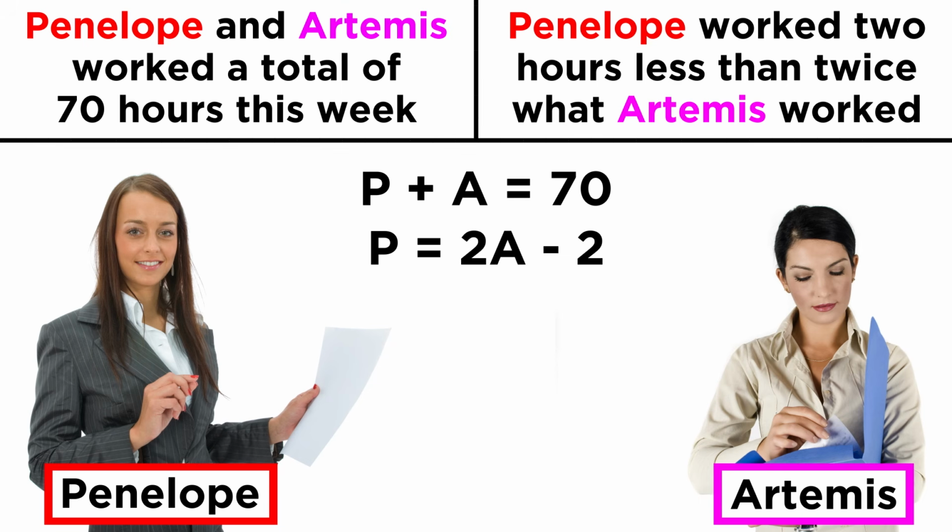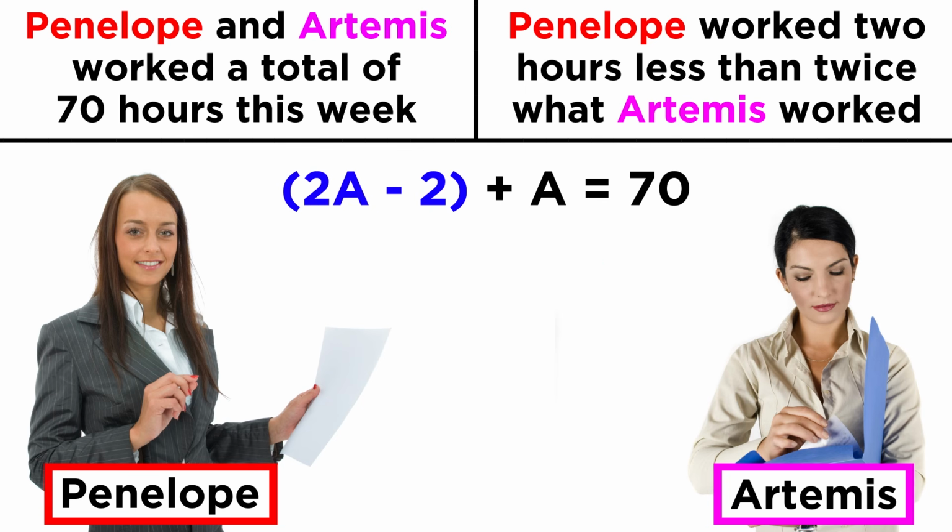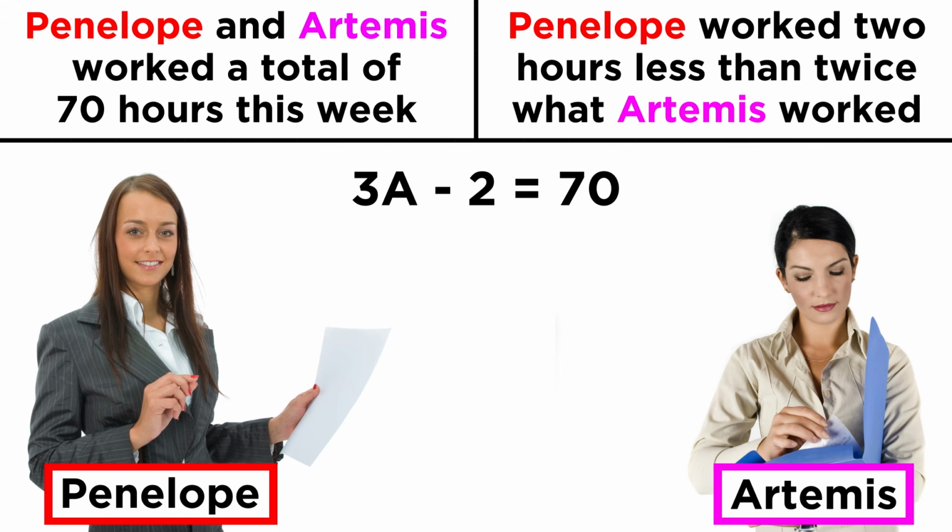How shall we solve? In this case, substitution seems pretty easy, as we've already solved for P in the bottom equation. Let's put 2A minus 2 in the place of P in the top equation. That gives us 2A minus 2 plus A, or 3A minus 2 on the left. We add 2 to both sides, divide by 3, and we get A equals 24.